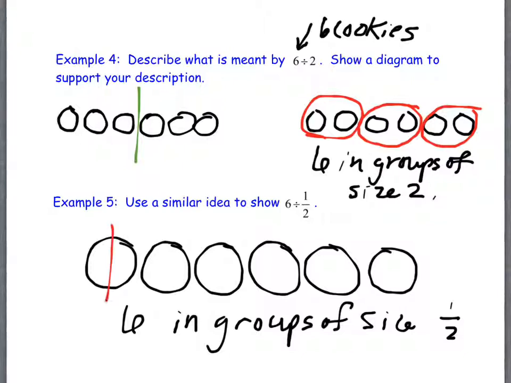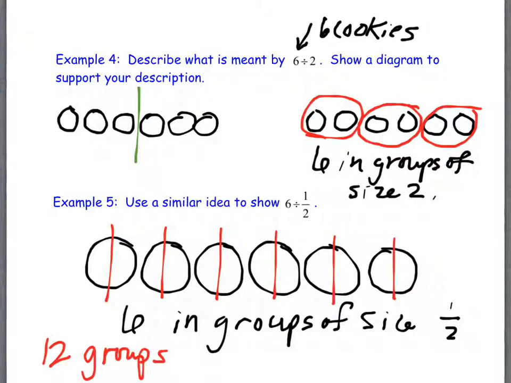And visually what you're doing is you're dividing each individual cookie into halves. So I have 12 halves of cookies. That's what division by 1/2 is. I said those poor kids. They're monster cookies, though. That's why I made them so large. So I have 12 groups. I have 12 plastic baggies of size 1/2 each.